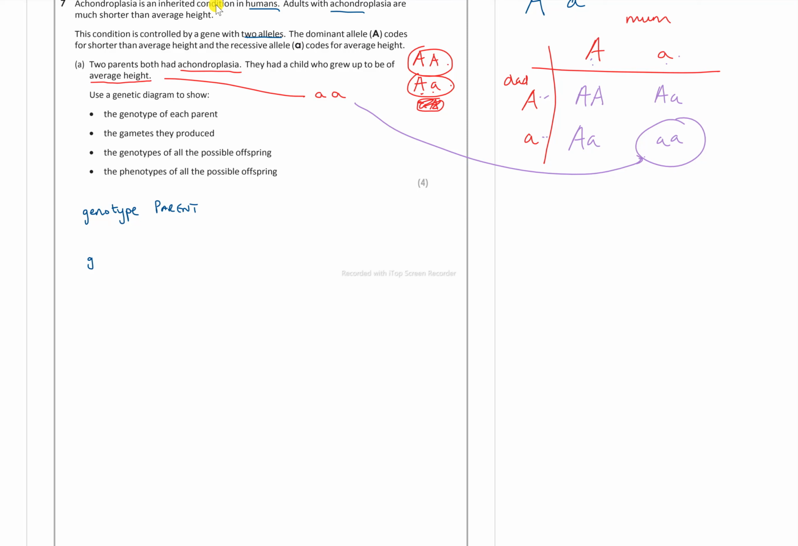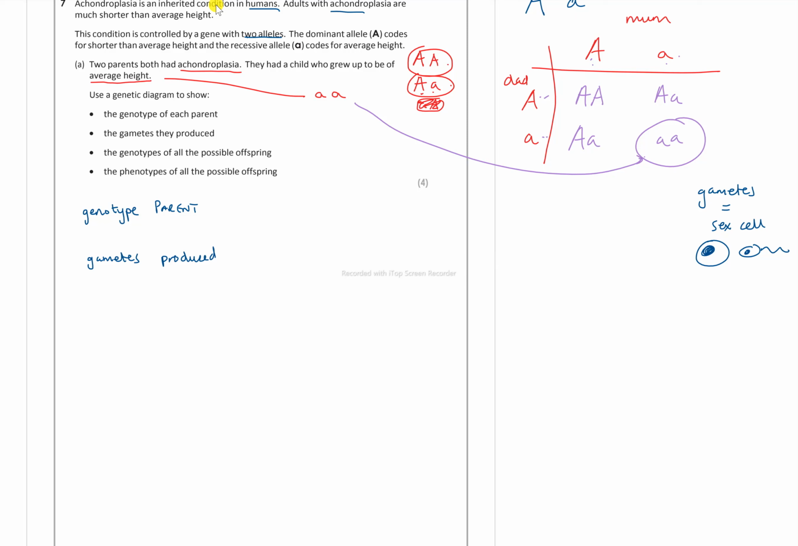You've got gametes that they produce. Remember what we said gametes were? They were sex cells. Gametes, you've got to get used to these words, is another name for sex cells. And for humans, it's the ova and the sperm. Right, gametes produced by parents.